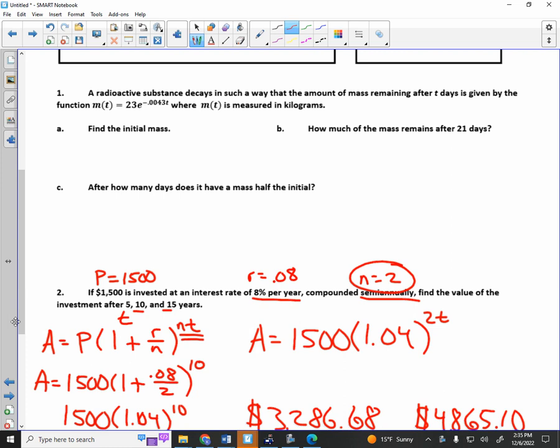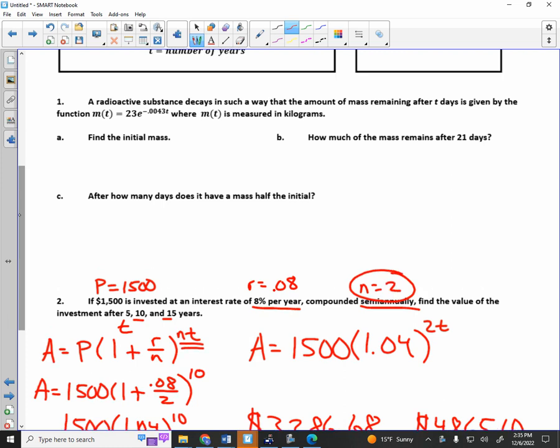Radioactive substance decays in such a way that the amount of mass remaining after t days is given by that function where m of t is measured in kilograms. Do you think radioactive substance waits for like, okay, 10 o'clock every day I'm going to decide to decay? Or do you think it decays continuously? It continuously decays. So if you look at the equation in which it decays by, you can see that it has an E in it.